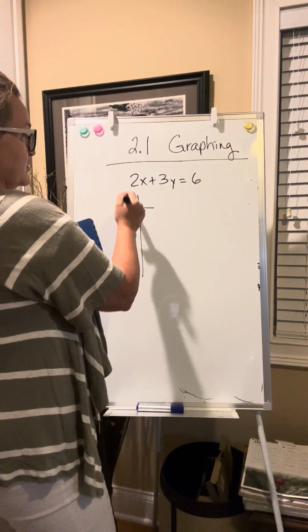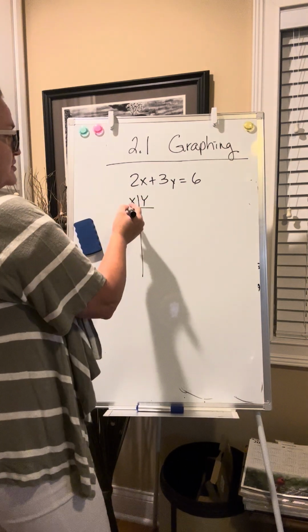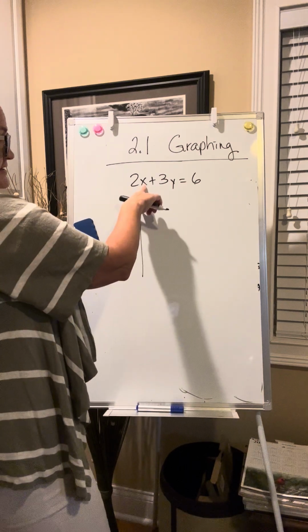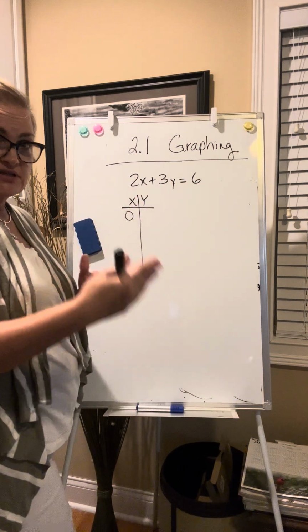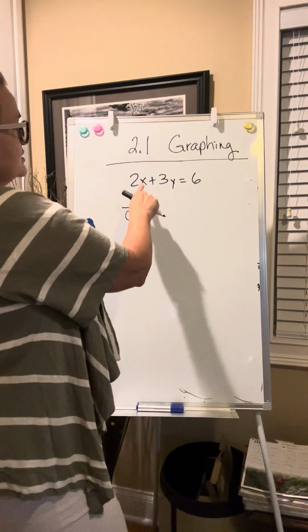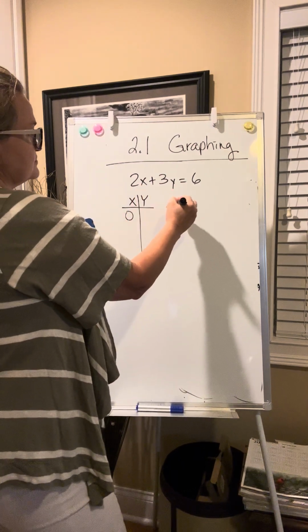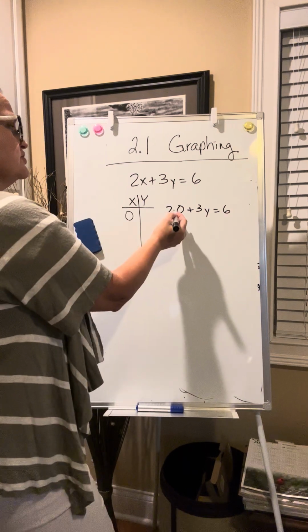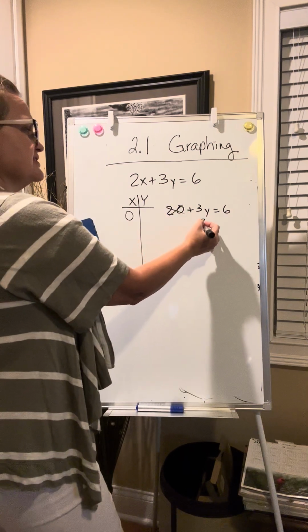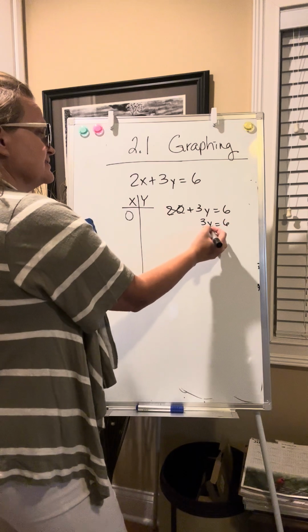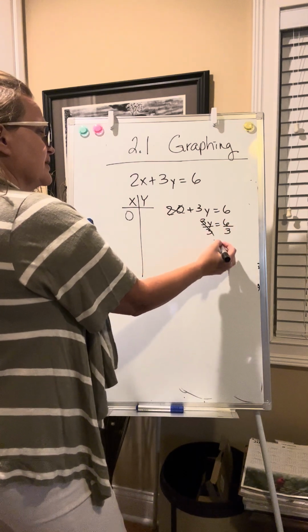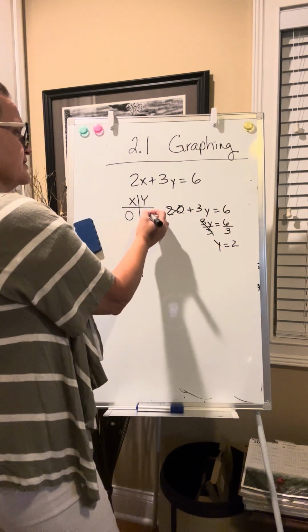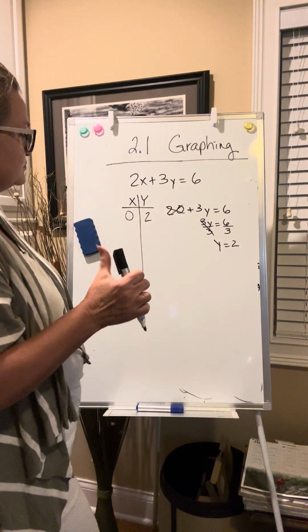We can do it by point plotting. We can plug in, like I said, 0 for x. We'll tell you the y-intercept. Sometimes you're asked to find that. So whenever x is 0, I can then just equation solve and figure that out. 2 times 0 is 0, so I just have 3y equals 6. Divide both sides by 3, and there it is. That's the y-intercept, 0, 2.